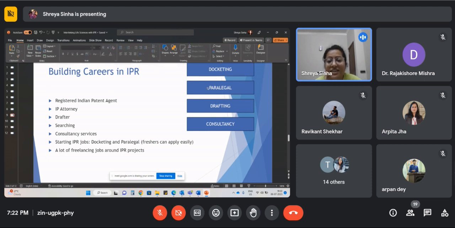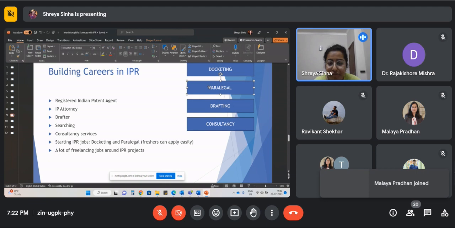The second is the paralegal. Paralegal also does not require the science background. Paralegal is preparing the forms and packages. Docketing is recording the correspondences, and paralegal is what other than the patent. There are several forms and requirements which need to be filed along with the patent filing. A paralegal is responsible for doing that.